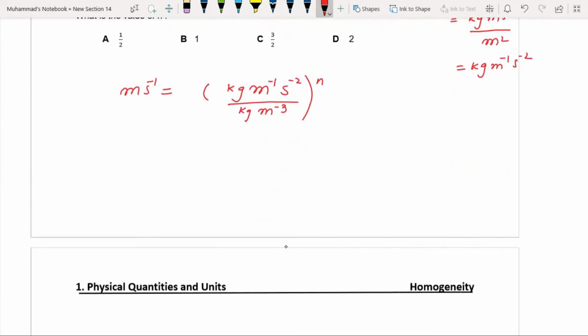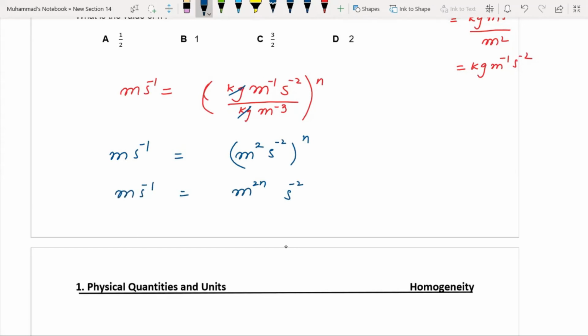Okay, so don't worry about this bigger expression. You have to use the same recipe. First, you can simplify on this right hand side. That will be m minus 1 plus 3, that is 2 s power minus 2 whole power n. Okay, so m s minus 1, m power 2n, s power minus 2n, so m s minus 1.